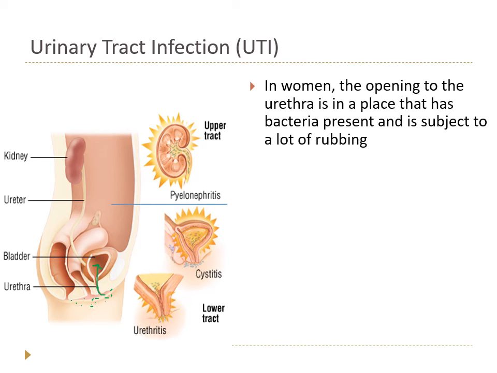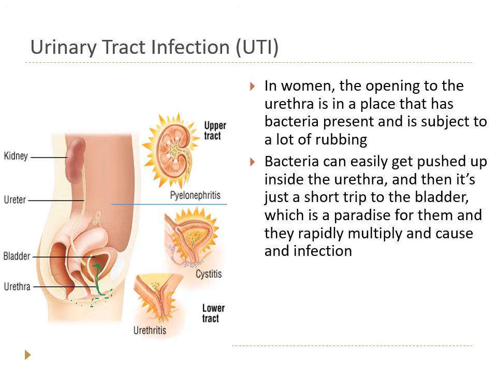So it's really easy for bacteria, because they're plentiful in the region of the urethral opening in female-bodied people, to then get up into the urethra. And then from there, it's a short trip to the bladder, which is paradise for bacteria. So they multiply rapidly and they cause an infection. So if they just infect the urethra, we call it a urethritis, but in female-bodied people, they'll almost always make it also up to the bladder and cause a cystitis.